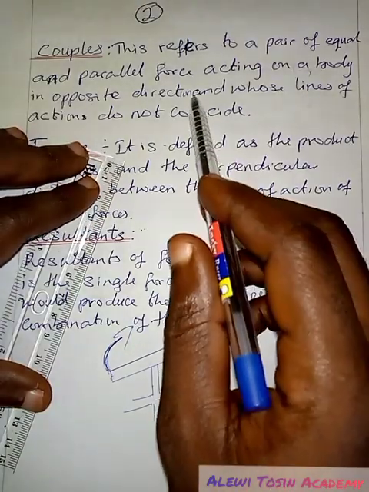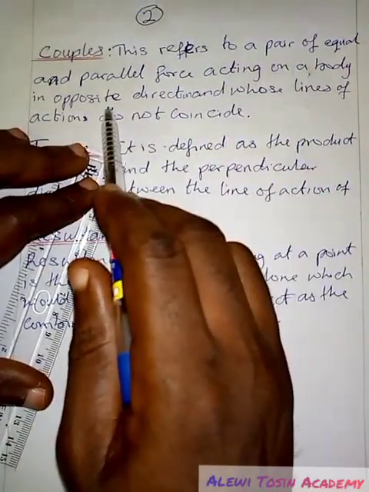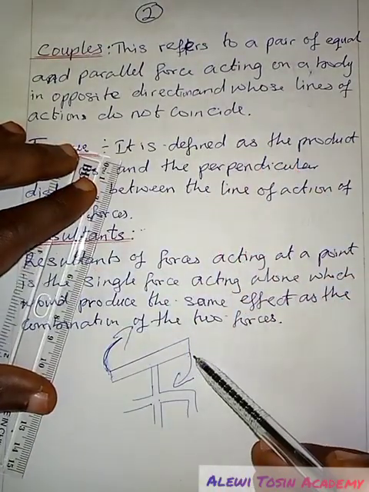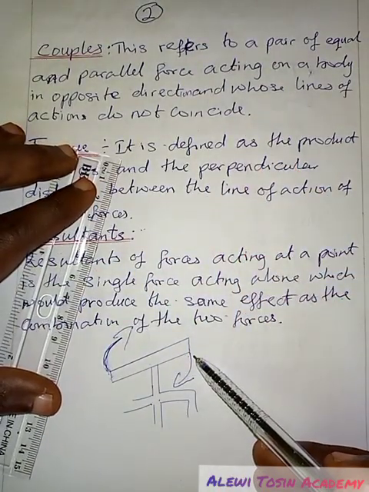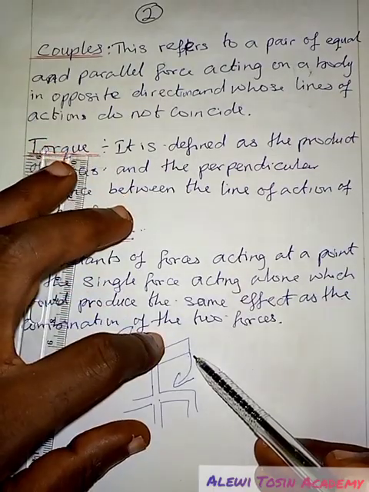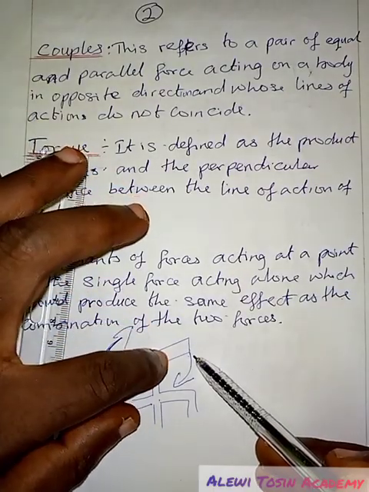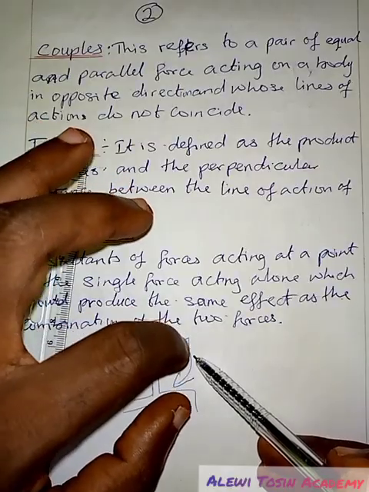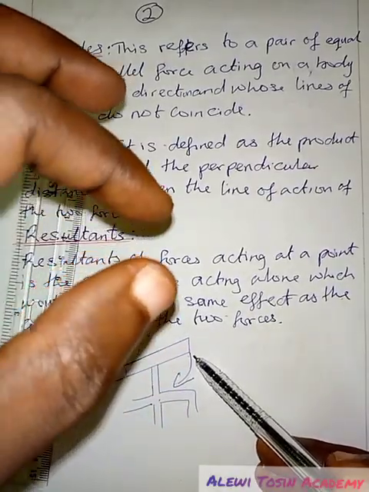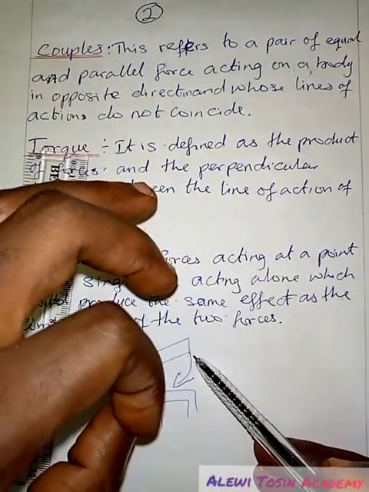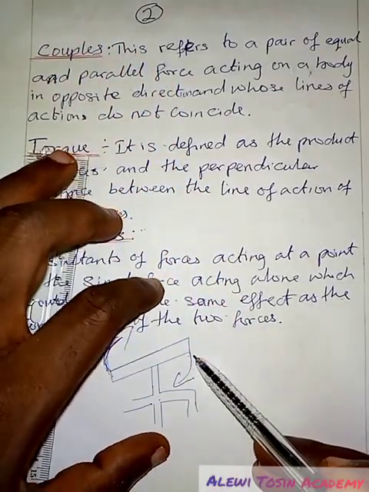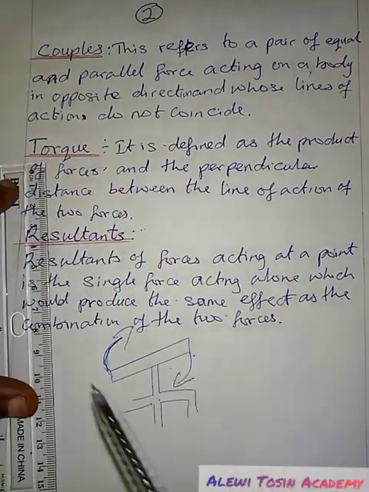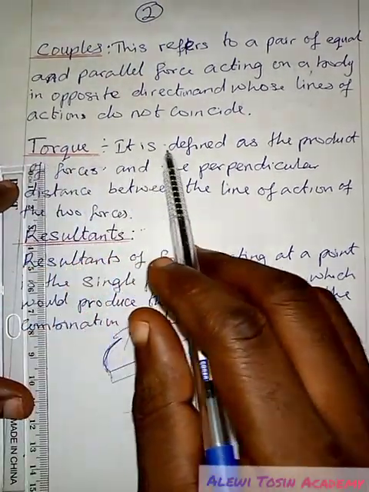We say parallel forces acting on a body in opposite direction whose lines of action do not coincide. The line of action does not coincide. Now note that a couple, we said an example of it is a water tap, and we also have the rotation of a corkscrew. Rotation of a corkscrew is also an example of a couple. Now that's couple. Now let's talk about torque.